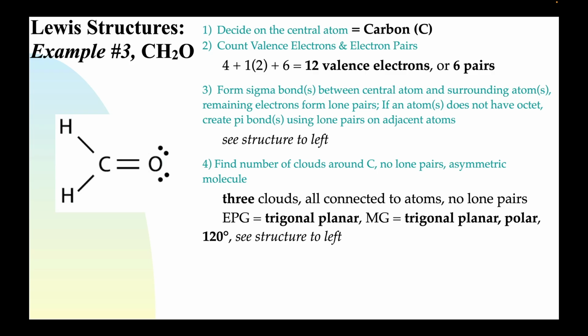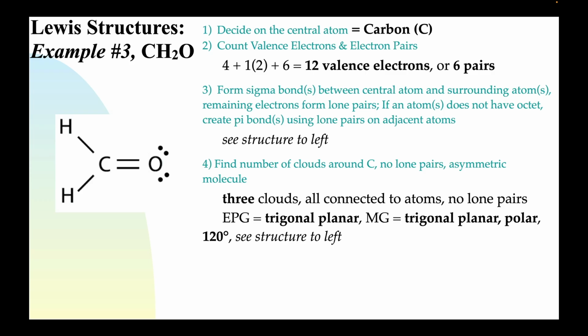Now, for the electron pair geometry, carbon has 3 clouds around it. Double bonds and triple bonds count as 1 cloud, just like single bonds. So we would say the carbon has 2 clouds, 1 to each hydrogen, and 1 cloud to the oxygen, even though it's a double bond, so 3 clouds total. This is the trigonal planar electron pair geometry. The molecular geometry is also trigonal planar. Angle for a trigonal planar system is 120 degrees. You can see that that structure tries to represent kind of 120. A full circle is 360.